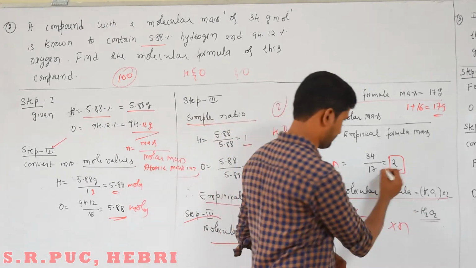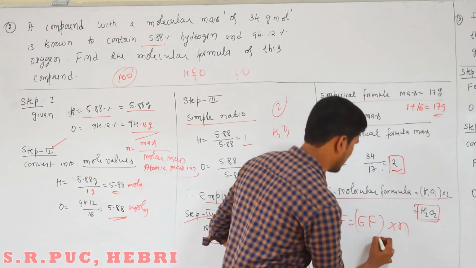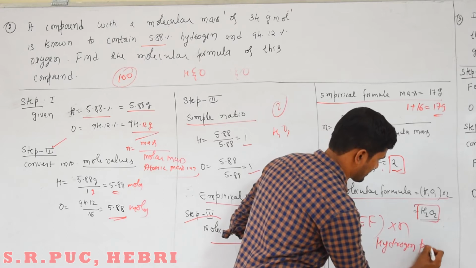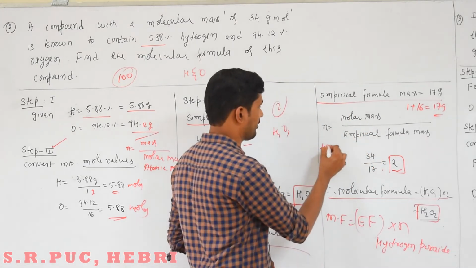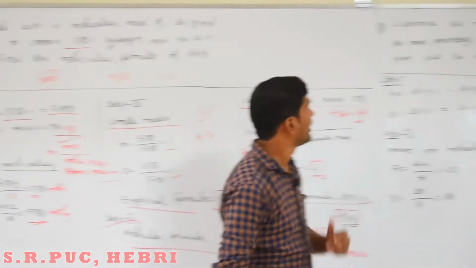2 H2O2 is known as hydrogen peroxide. Hydrogen peroxide. Okay, this is important for 4 marks. Understood? This is question number 2. Next one, question number 3.